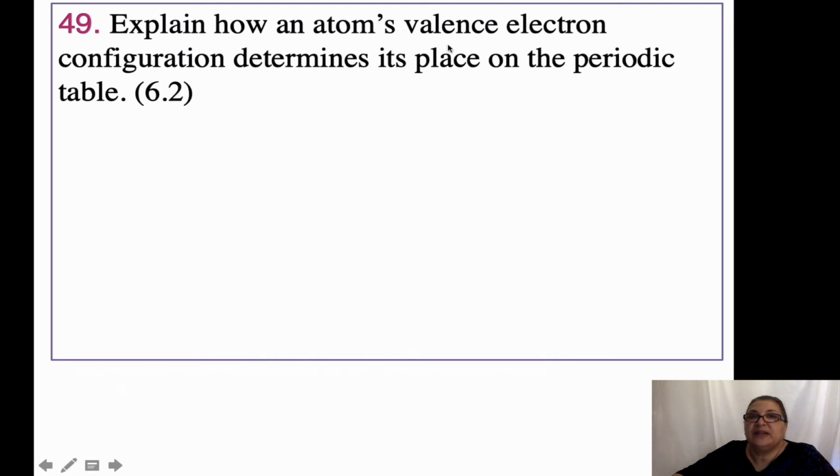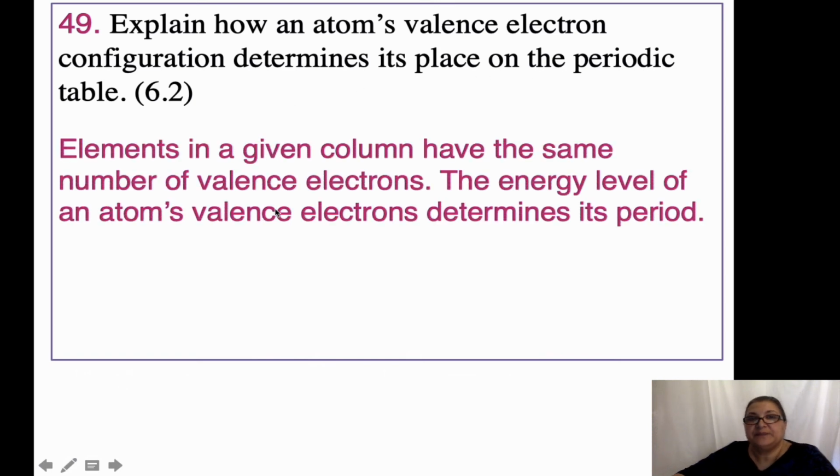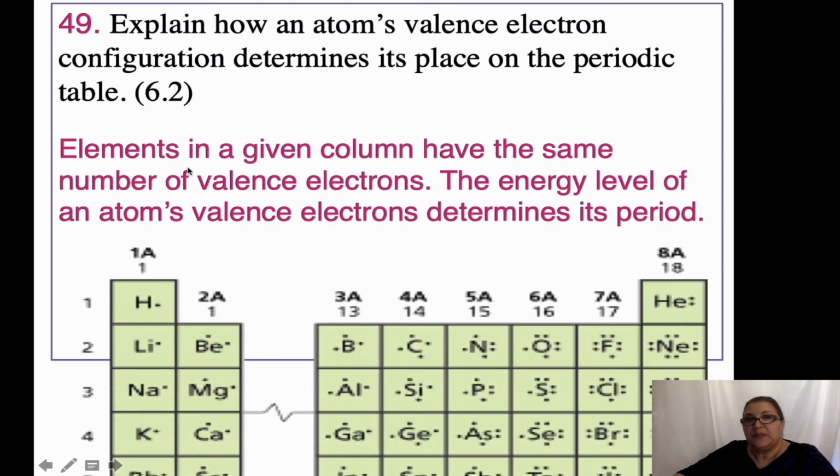Explain how the element's valence electron configuration determines its place. Now the column tells us the group, and it also tells us the valence electrons. The energy level tells us which period.